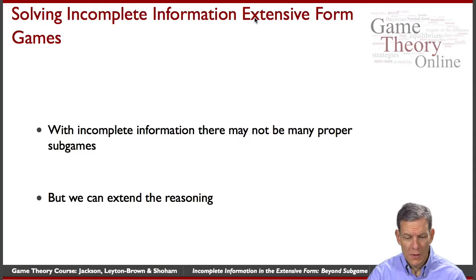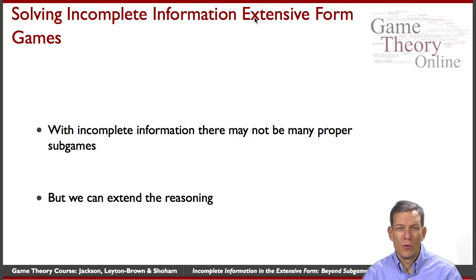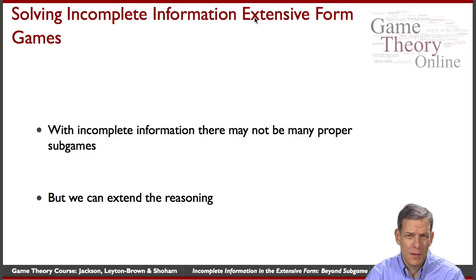What makes solving these kinds of games difficult is that subgame perfection and backward induction had a lot of bite in games with complete information because we could analyze parts of the tree. There were a lot of subgames, we could figure out what's going on in them, simplify that, and that gives us an idea of what's going to happen in other parts of the game. With incomplete information, there's no proper subgames, so players don't really know exactly which node they're at in the game, and that can be difficult. So there may not be many proper subgames.